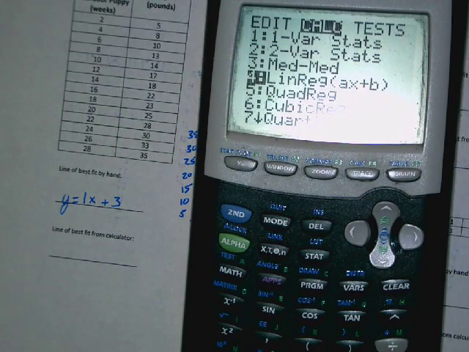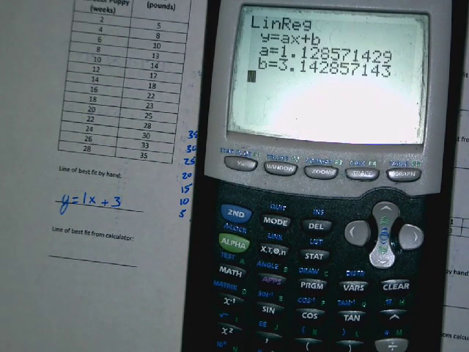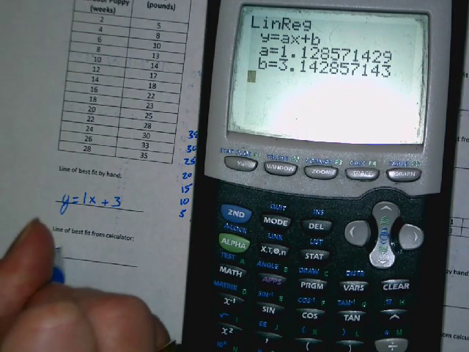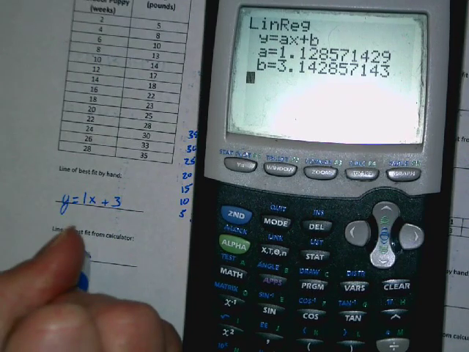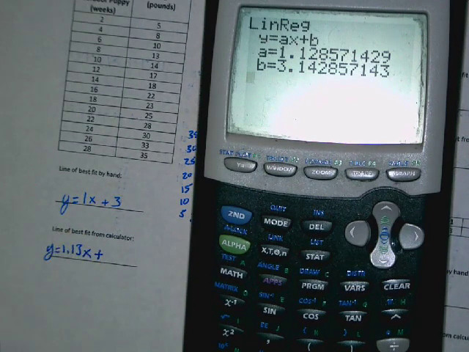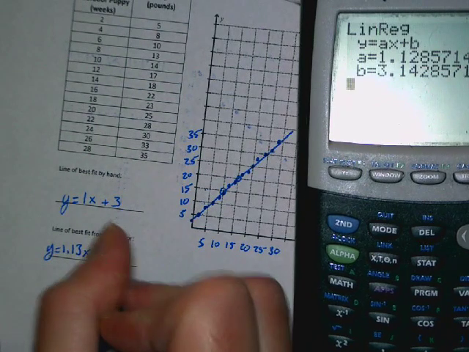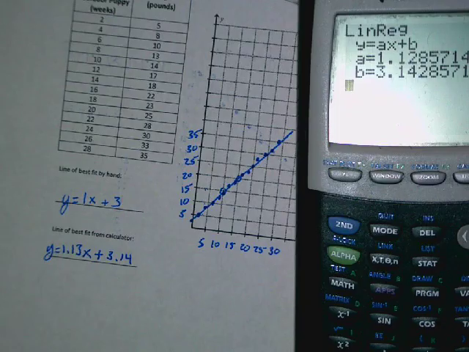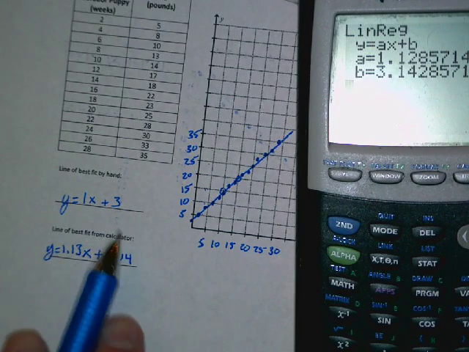And what button do I press again? Stat. Go over to calculate. Down to linear regression. So enter, enter. So we get an equation of y equals 1.13x. So pretty close to our line by hand. And then y-intercept of 3.14. So there'd be my y-intercept.